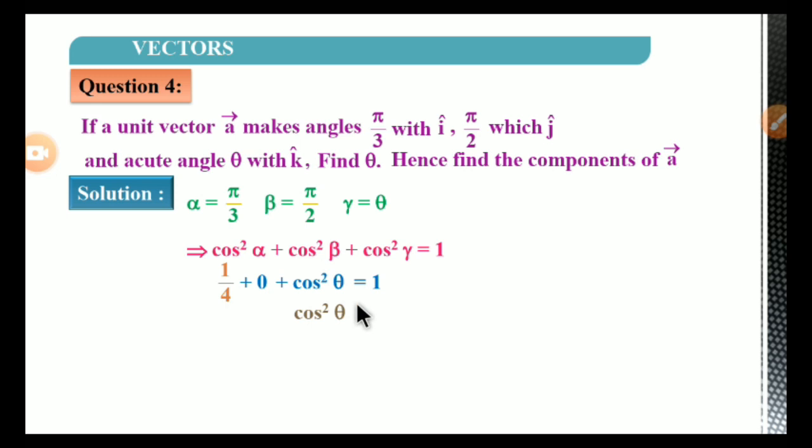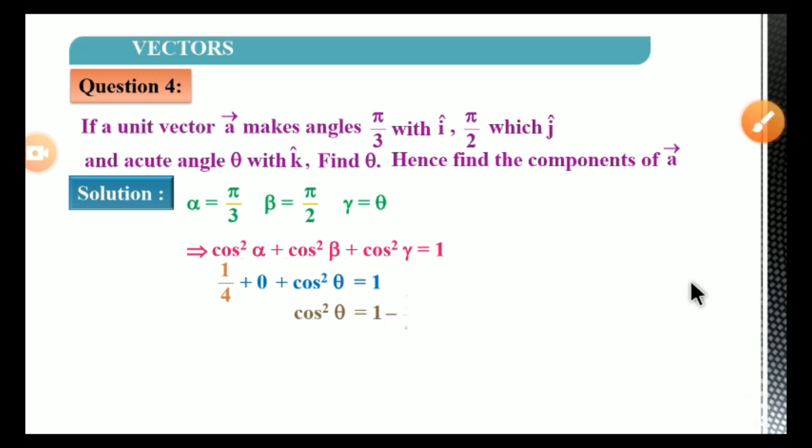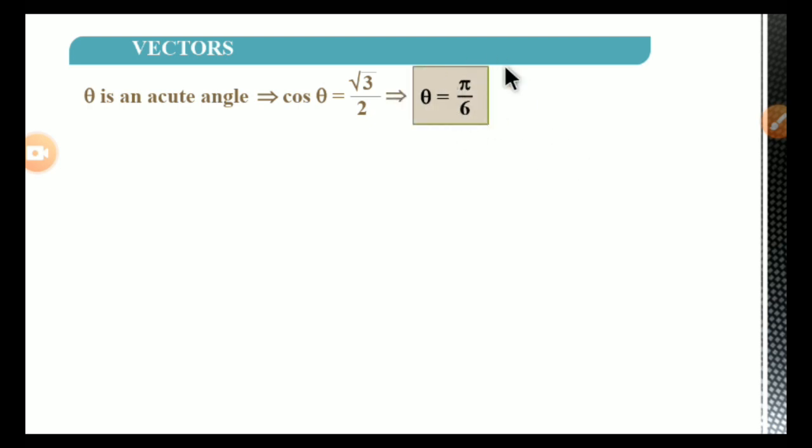Now after the simplification, cos square theta, we transfer this 1 by 4 to the other side, so the remaining is 1 minus 1 by 4. After the subtraction we get 3 by 4. So cos theta is equal to plus or minus root 3 by 2, on applying the square root on both sides. Theta is an acute angle, so this implies cos theta is equal to root 3 by 2. That implies theta is equal to pi by 6.